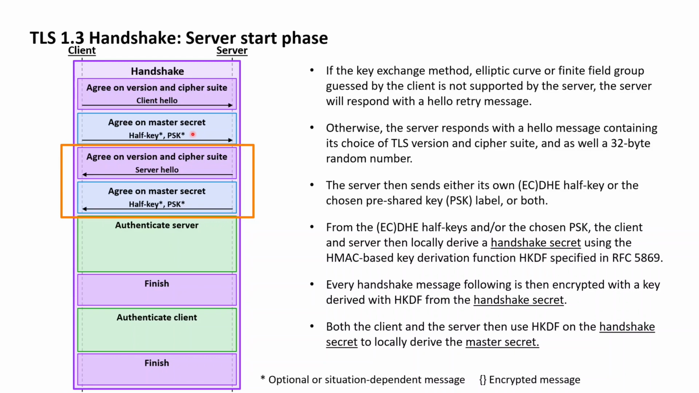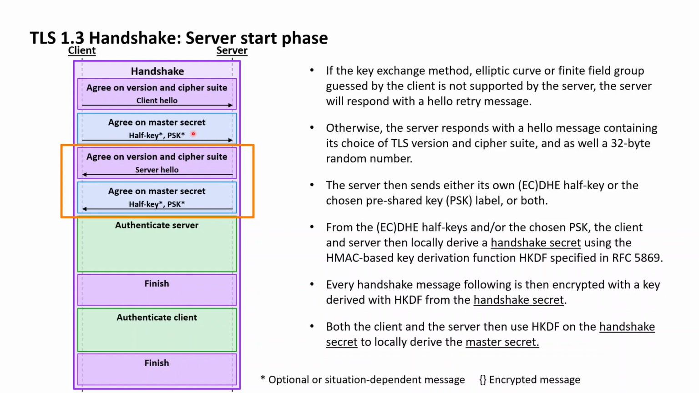Once the server received the client hello message and the half keys from the client, the server will check if it can support any of the half keys sent. If the server can't support any of the half keys sent by the client, the server will respond with a hello retry message to the client that contains a half key of its own, with the client then resending a half key of the appropriate type to the server.